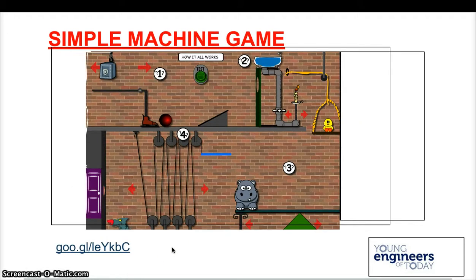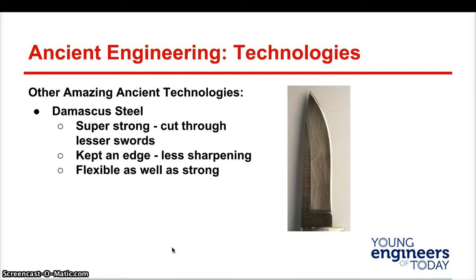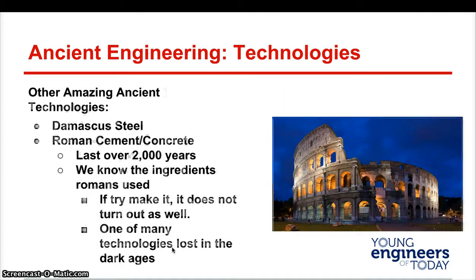Then we took some time and played the simple machine game. All right, there's the link below. Then we looked at some ancient technologies. Damascus steel: super strong, cut through lesser swords, kept an edge, needed less sharpening, flexible as well as strong. Now you're starting to look at what we would consider materials engineering, mechanical engineering. You're doing a lot of things to improve this process.